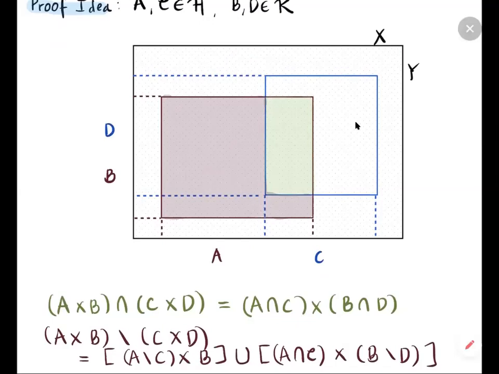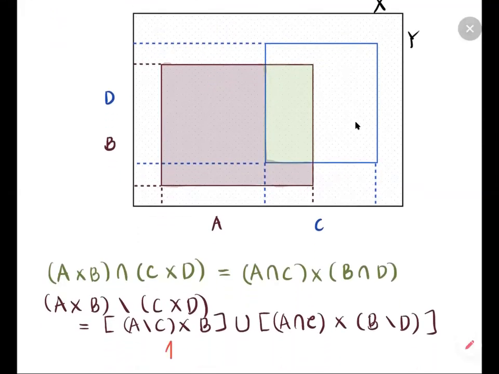Well, one way to do that: first, if we subtract the two rectangles, meaning A cross B minus C cross D, that would be this region here in red. And we divide it in two parts. This will be the first component, and this will be the second component. The first component would be this set. So A minus C would be this segment here. B would be this segment. So A minus C cross B would be this rectangle here, region 1.